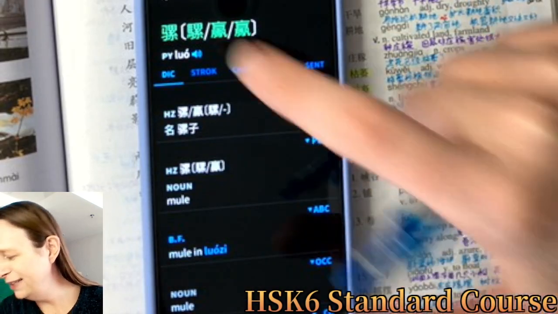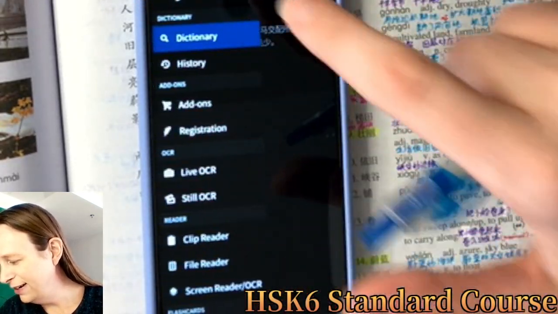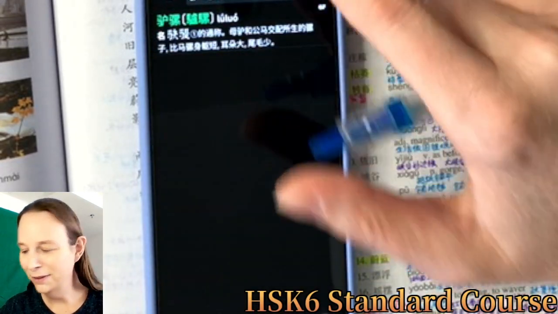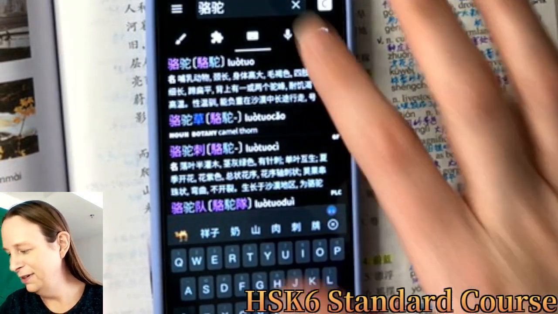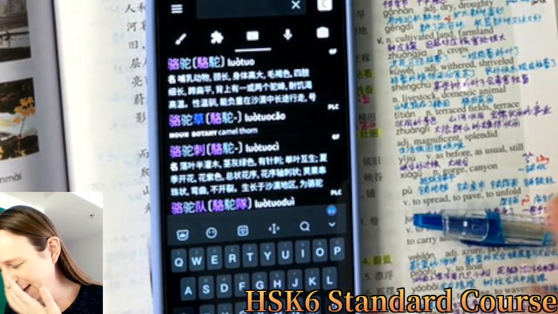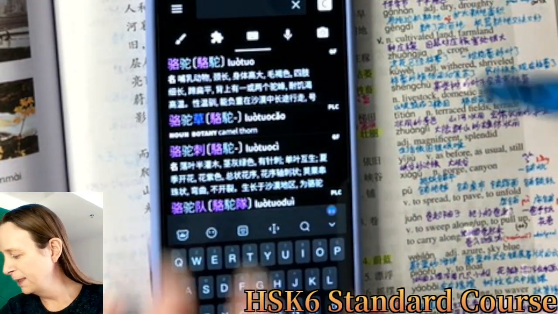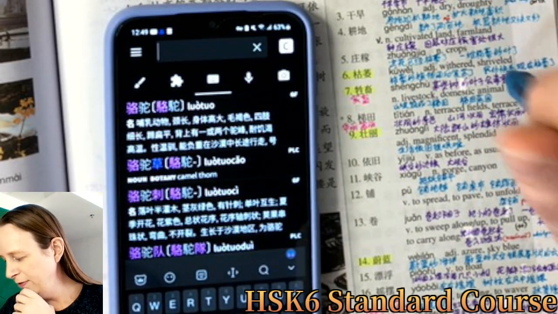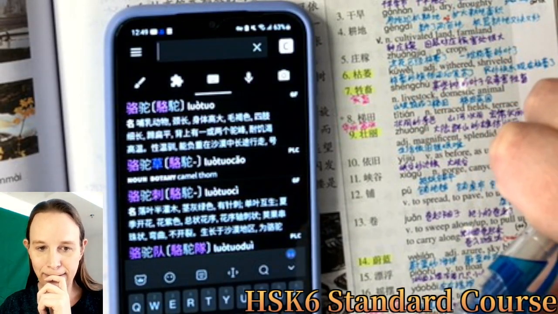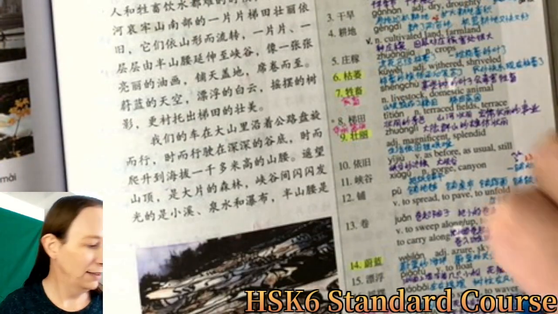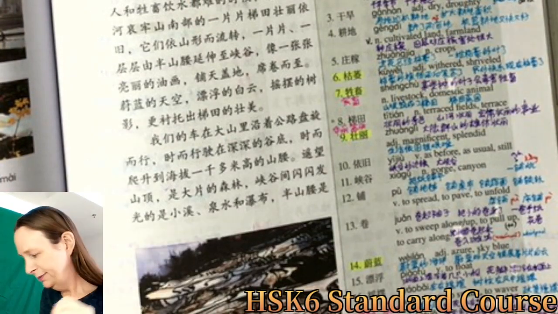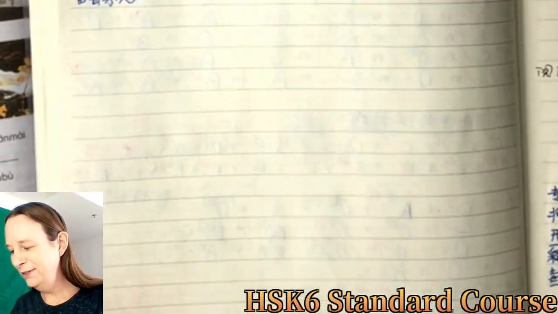Mule. Lords? Okay. So not 骆驼, but lords. All right, but I got those mixed up. 牲畜, livestock. All right. 庄稼 and 牲畜. I'm going to jot this down. Where's my notes? Because I always get those two mixed up.